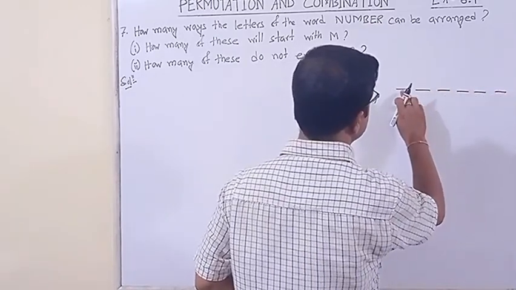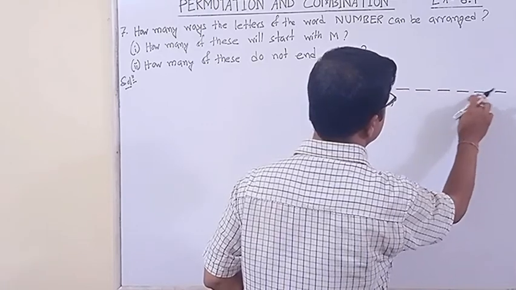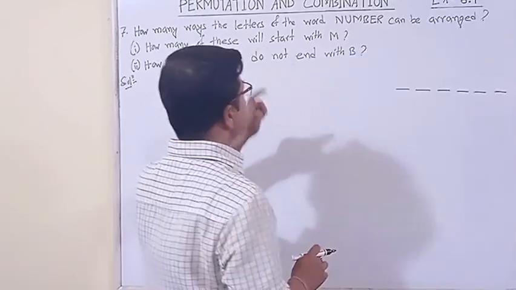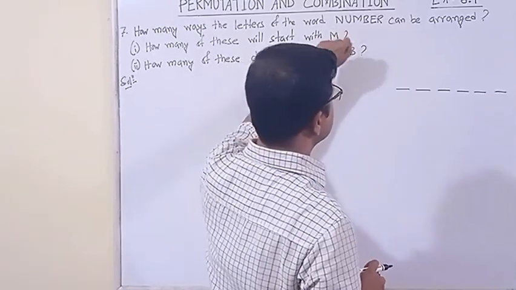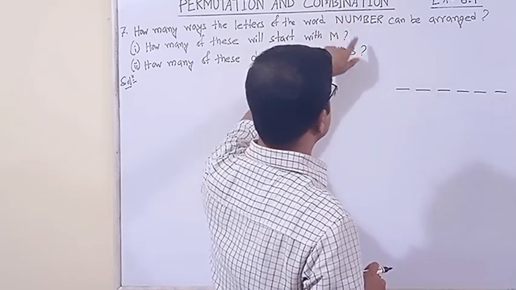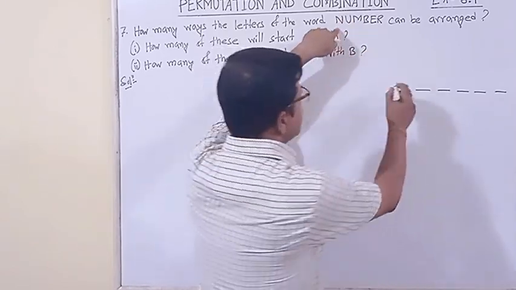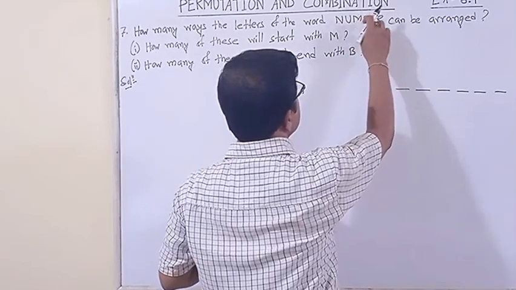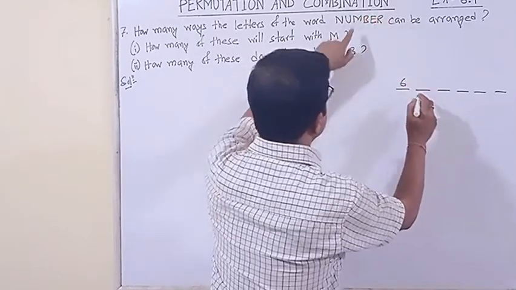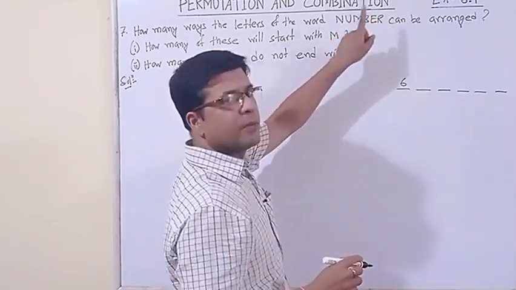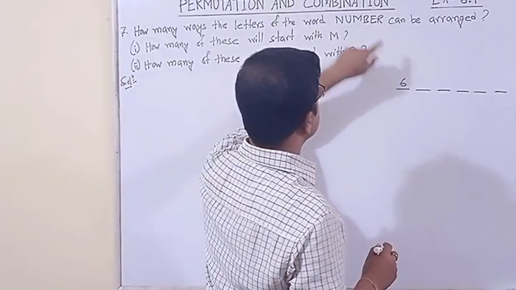Okay, so there are 6 places: 1, 2, 3, 4, 5, 6. Now here, first of all, one thing is not given, that repetition is not allowed here. This place can be filled up in how many ways? 6 places, 6 ways, so one letter is already chosen.